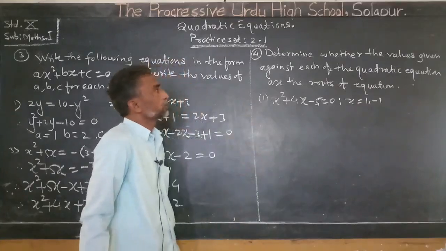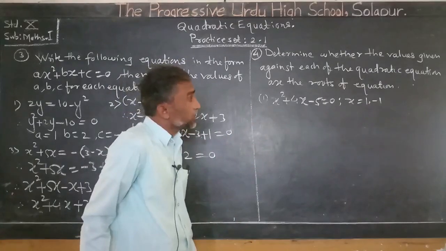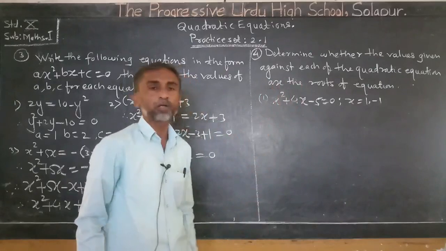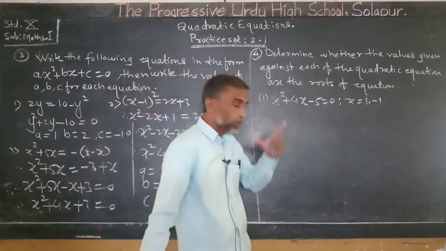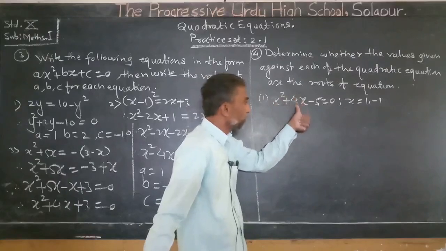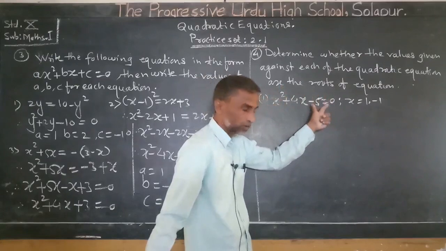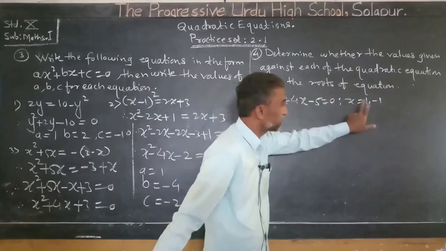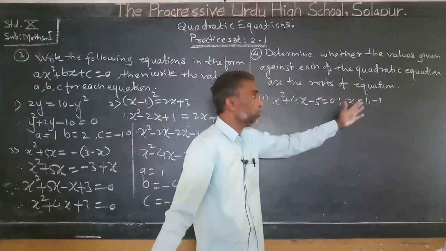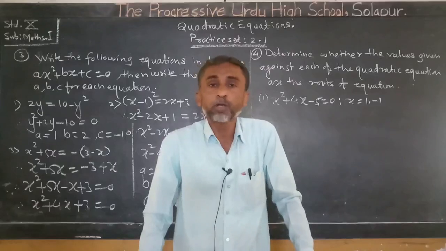Now fourth question, determine whether the values given against each of the quadratic equations are the roots of the equation or not. There are two examples, I have written only one. X square plus 4x minus 5 is equal to 0. It is a quadratic equation. Values of x are given, 1 and minus 1. For which value, x equal to 1 or x equal to minus 1, is the solution of equation or not.